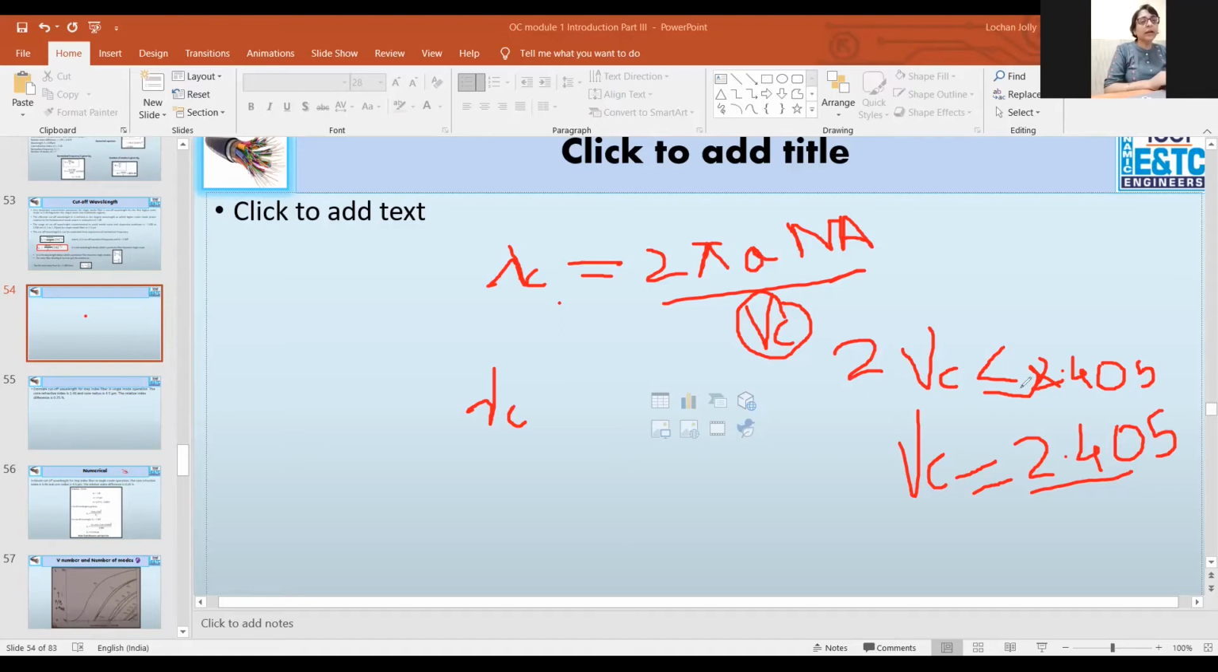Now again I take any value which is less than 2.405. Now I take Vc equal to 2. Corresponding to 2, say this is lambda c1, the cutoff wavelength 1. Now corresponding to Vc equal to 2, there will be a lambda, say lambda c2. What will be the relation between lambda c1 and lambda c2? Will they be equal? Which one will be greater? Which one will be smaller?